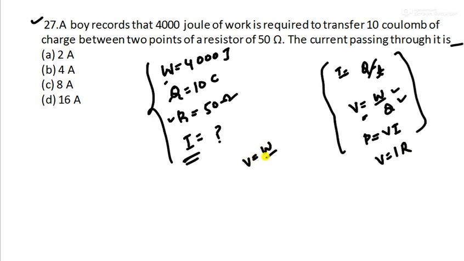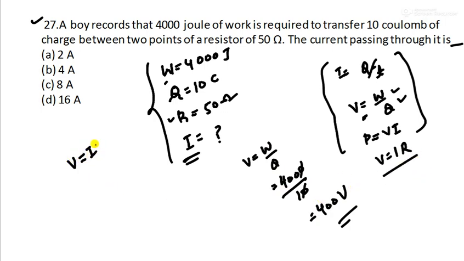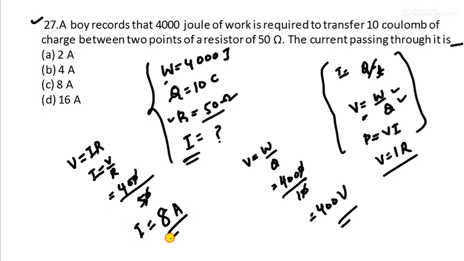V, voltage is equal to W by Q. So W is 4000 divided by 10. So which is equal to 400 volt. Voltage we got. Now we'll use this and find the value of I. I is what? V by R. So what is V? It is 400 divided by what is R? 50. So 0 0 cancel. 5 8s are 40. So I is 8 ampere. Option number C is the correct choice.